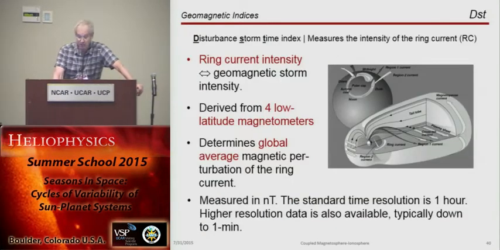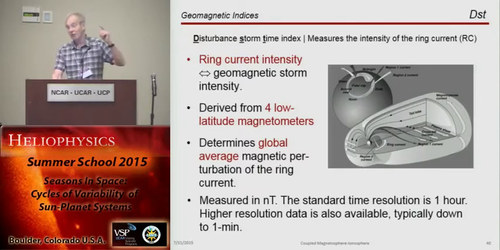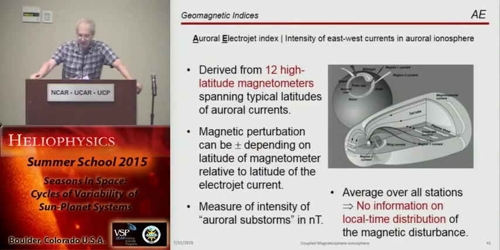Dst, the Disturbance Storm Time index, is mainly a measure of the ring current intensity. It's derived from only four low-latitude magnetometers. That's not many when you consider the size of the Earth. And it is also a global average, so it doesn't give you local time information. And then there's another one called the auroral electrojet, which you'll see as the AE index.